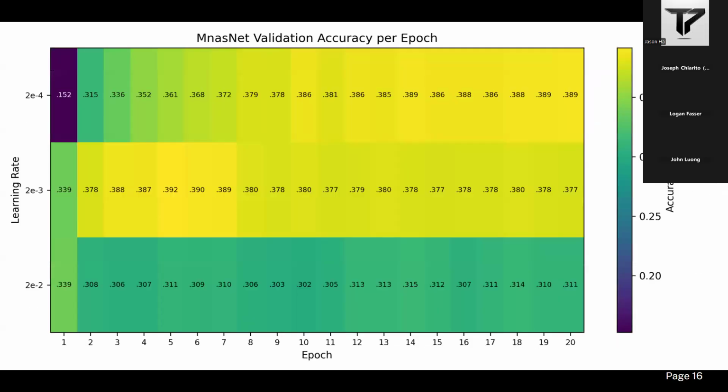Next slide. Here is just a graph of all the validation accuracies we had for each learning rate that we used. Learning rate was the hyperparameter that we were tuning.